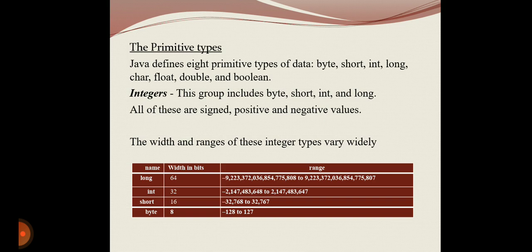The next one is the primitive type. We have 8 primitive data types: byte, short, int, long, char, float, double and boolean. Mainly we are going to see the integer data types. Integer is a type of data type which includes byte, short, int and long. It may be a signed positive number or a signed negative value.